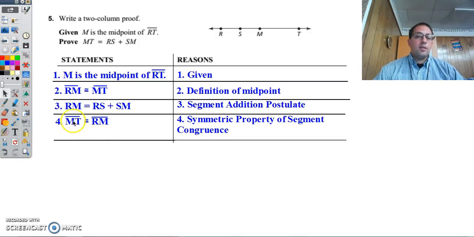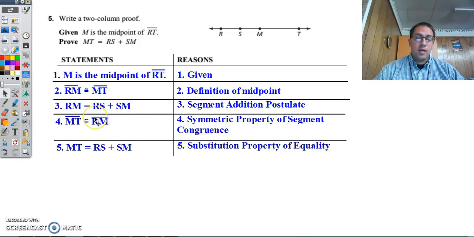What can you do with that? Let's see here. I want segment RS plus segment SM equals segment MT. That's what I'm trying to get to. Well, I've already said that segment RS plus segment SM equals segment RM. So what do I know? I know that MT is congruent to RM. Hey, I've got two things here congruent to a third. Either way, I can say that MT equals the measure of RS plus the measure of SM, because I've got that right here. I can do this with the substitution property. I can take this RM out and put this RS plus SM in, because they equal each other. I said so in statement 3. And so that gets me to what I wanted to prove.